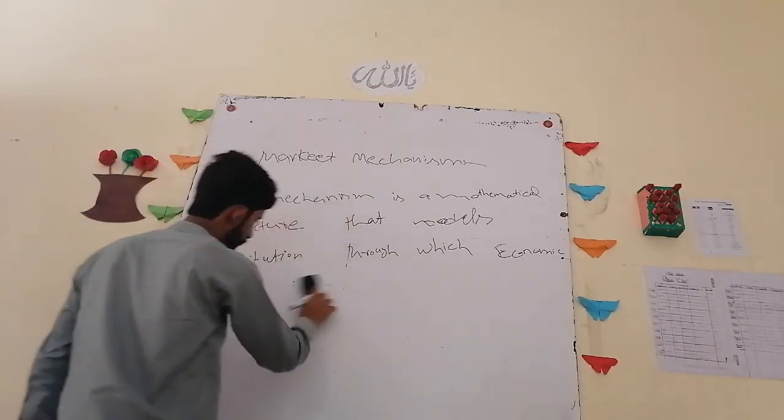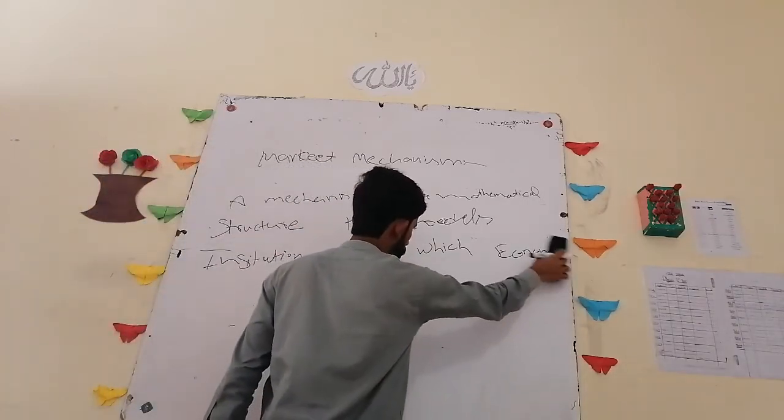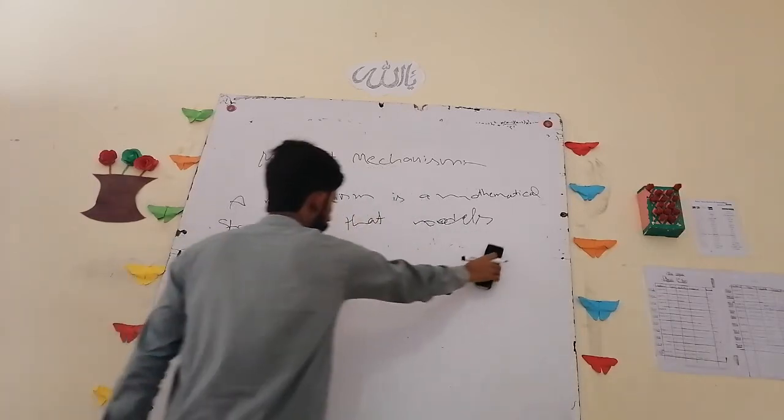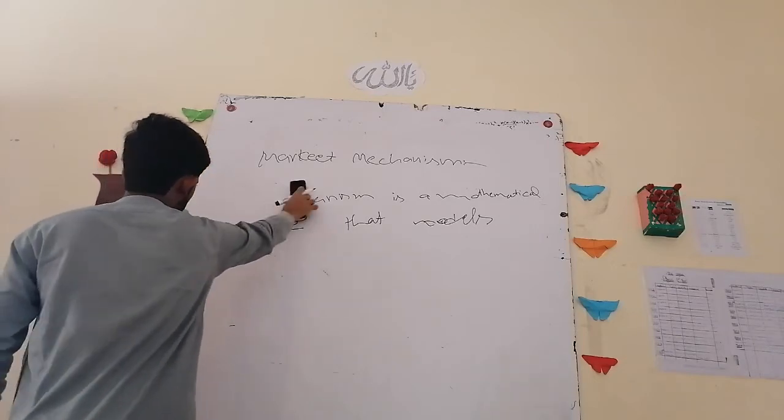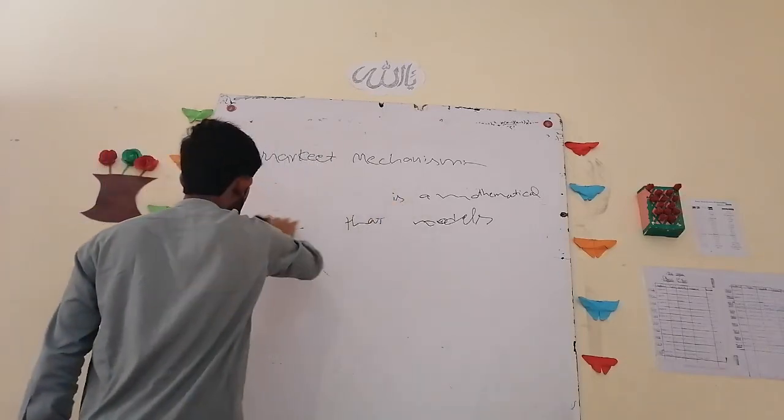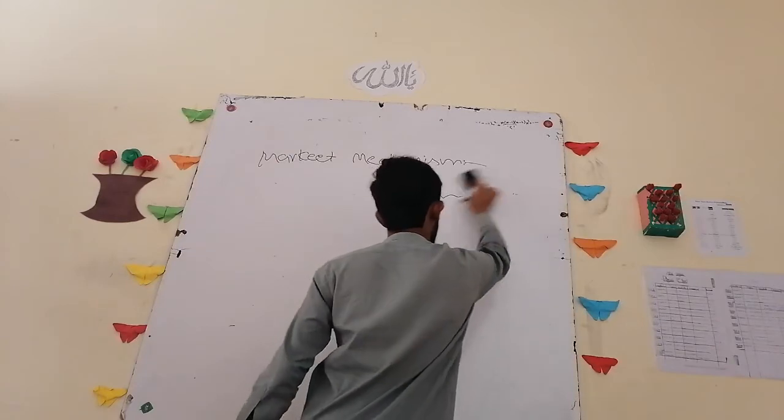Actually, in market there is demand and supply. Actually, what is demand and supply? In market, we need something, that is demand, and the person who supplies things or goods is known as supply.